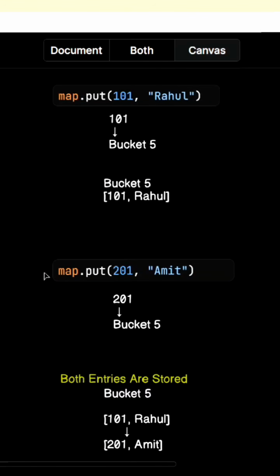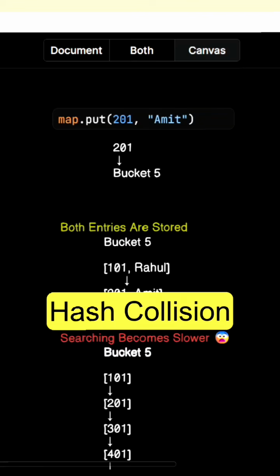Now we store another record into HashMap something like this. HashMap again calculates the bucket location and surprisingly, this key also lands in bucket 5. So different keys, same bucket. And this situation is called a hash collision.